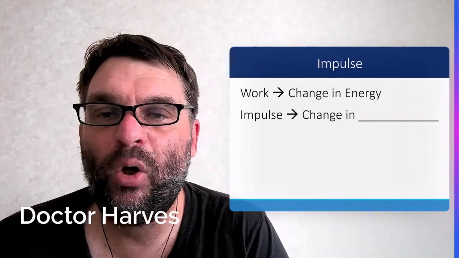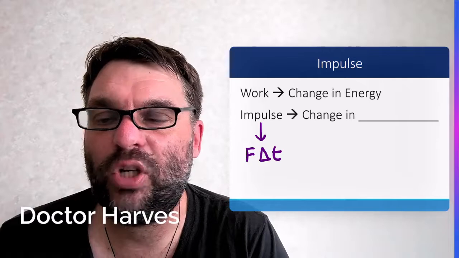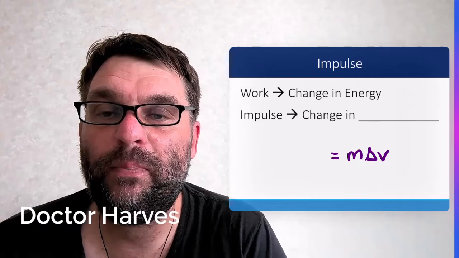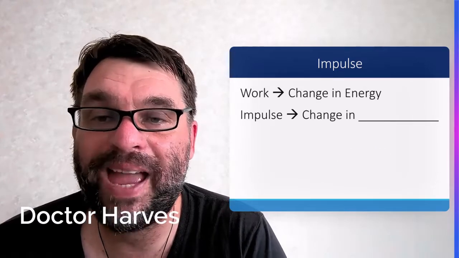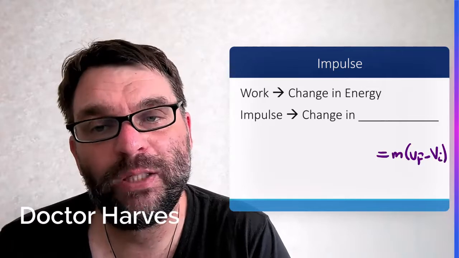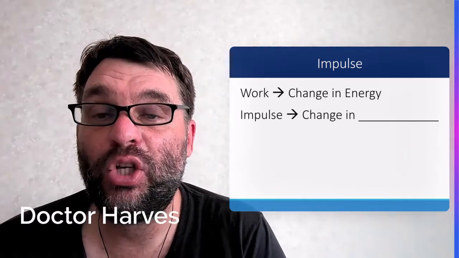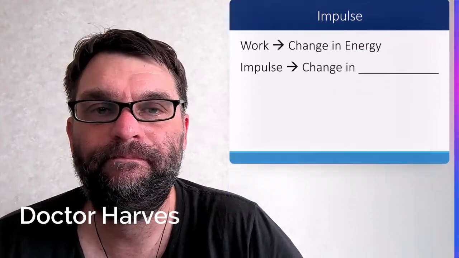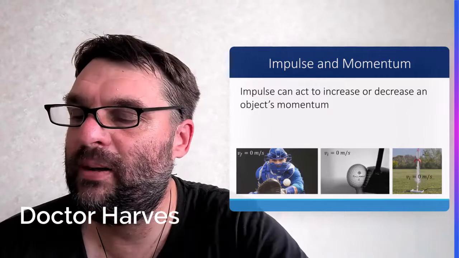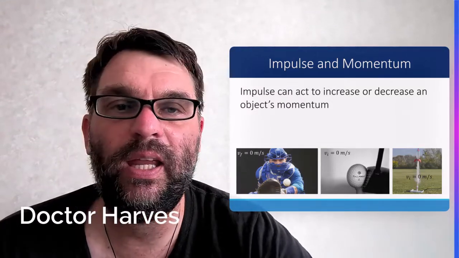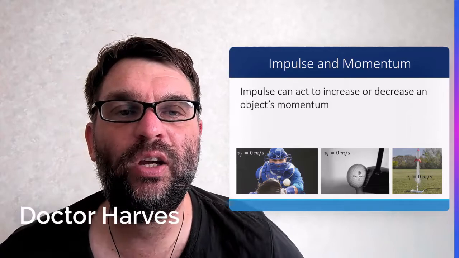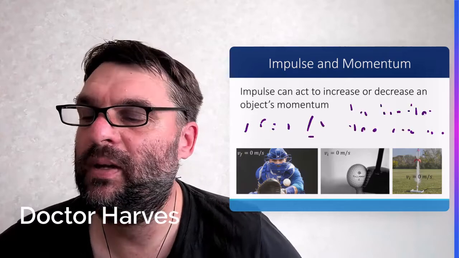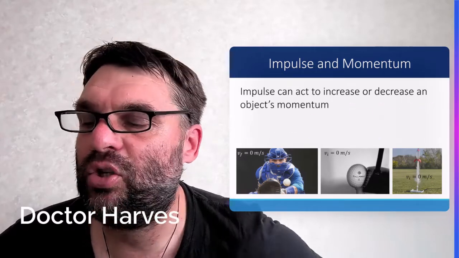Okay, so the impulse is going to be the force times the change in time, which is going to equal the change in momentum, and that will of course be, because momentum equals mv, mass times the change in velocity. If we expand that out, then it's going to be the mass times the final velocity minus the initial velocity. Okay, so the link between impulse and momentum is essentially the impulse acts to increase or decrease the object's momentum over a period of time. So change in momentum equals mass times the change in velocity.